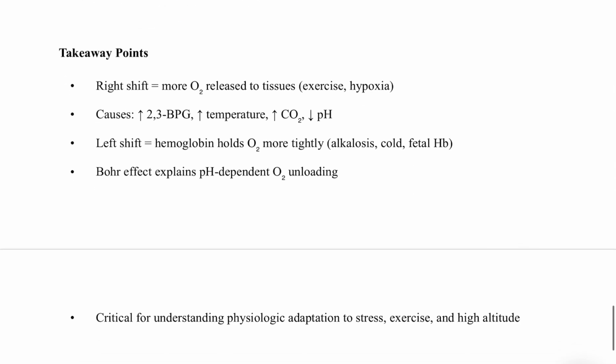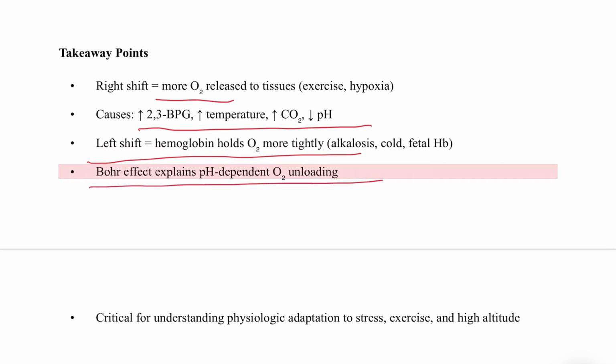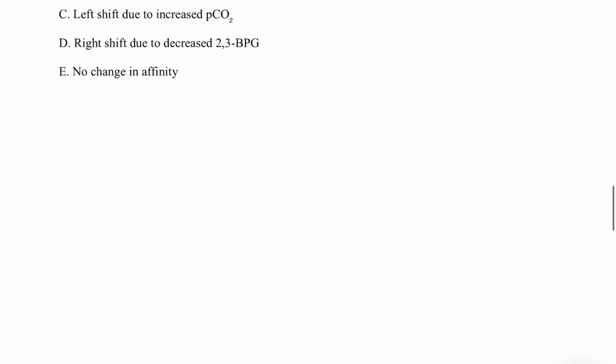So the key takeaway points are: right shift, there will be more oxygen released to the tissues. The causes will be increase in the 2,3 BPG, increase in the temperature, increase in the carbon dioxide, and decrease in the pH. And left shift, there is more holding of the oxygen to the hemoglobin. Bohr effect explains the pH dependent oxygen unloading, and it is critical for understanding the physiological adaptation to stress, exercise, and high altitude. So these are the important points in this question.